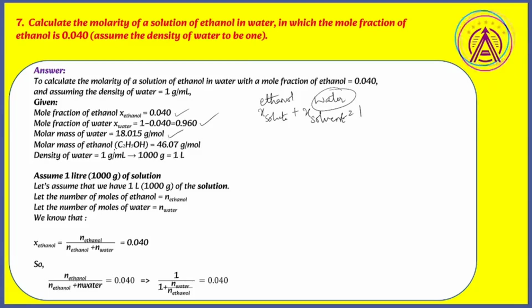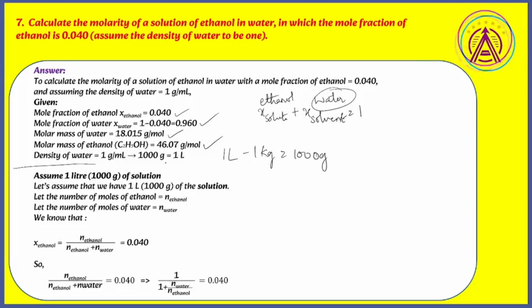Again, molar mass of ethanol has a formula of C2H5OH. So 2 into 12 plus 5 into 1 plus 16 plus 1. You end up getting 46.07 grams per mole. Density of water I discussed very first in this particular numerical. It's 1 gram per ml, so in 1 liter you have 1 kg, which is 1000 grams. So I hope what is given is very clear to you all.